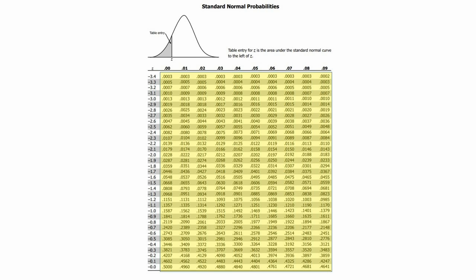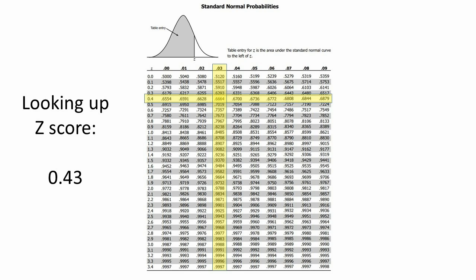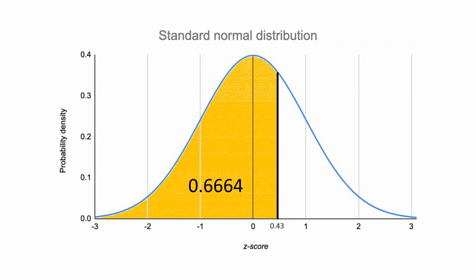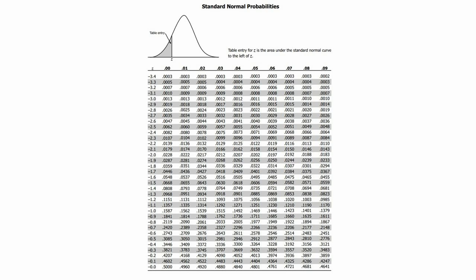For example, if we look up the z-score of 0.43, we see the probability area associated with that z-score is 0.6664. That is the proportion of the population that falls below or is smaller than that object or individual that has a z-score of 0.43.